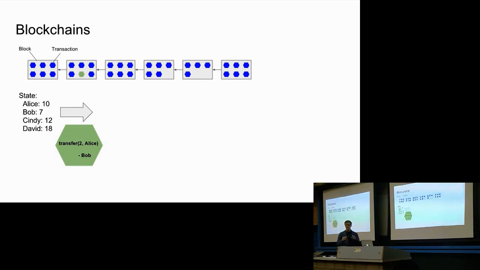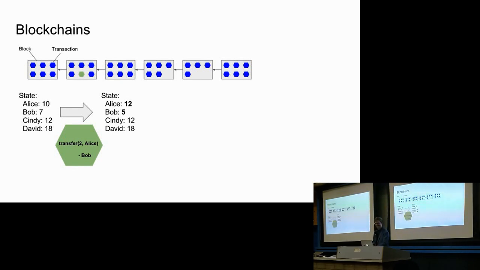A transaction always contains a signature. Here it's signed by Bob. Since only Bob can create such a signature, we know that Bob sent the transaction. So Bob is the assumed sender of the transaction. The transaction basically calls a function, it runs an operation, and this operation is transfer 2 to Alice, so Bob wants to transfer 2 tokens to Alice. And when this transaction is included in a block, its effect on the state is calculated, and the effect is that the balance of Alice is increased by 2, and the balance of Bob is decreased by 2. Okay, that's how blockchains work.